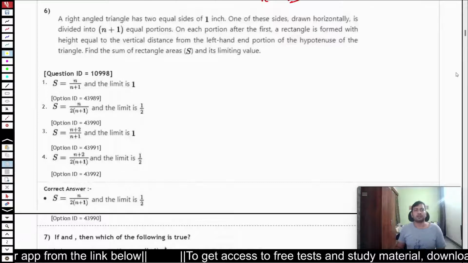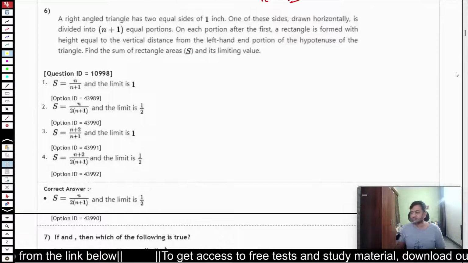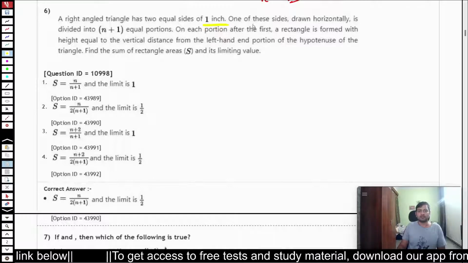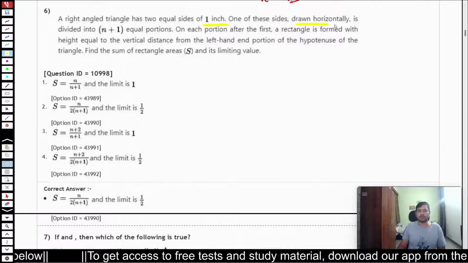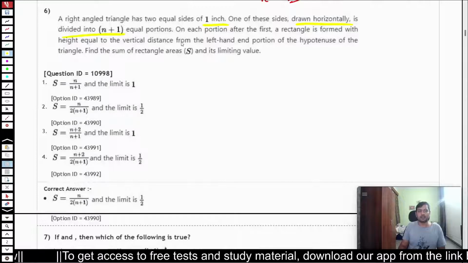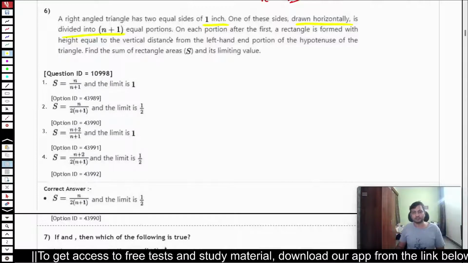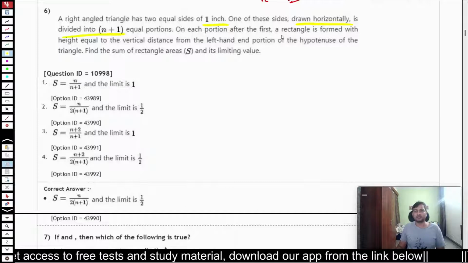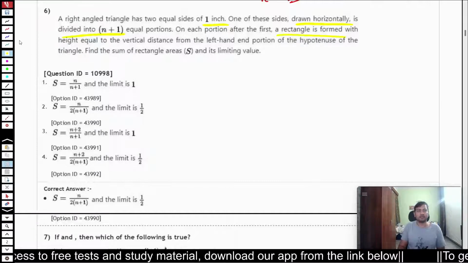Now question number 6. A right angle triangle has two equal sides of 1 inch. One of these sides drawn horizontally is divided into n plus 1 equal portions. On each portion of the first, a rectangle is formed with the height equal to the vertical distance.